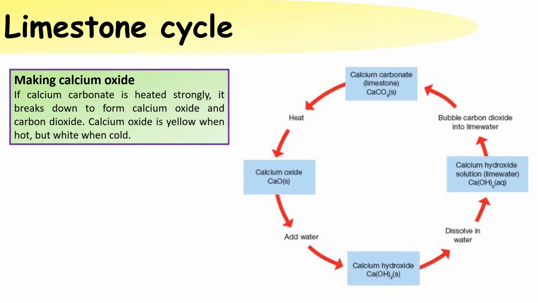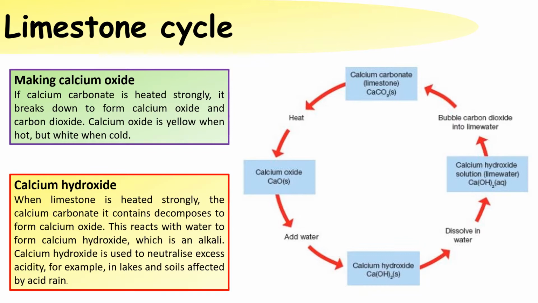We make calcium oxide by strongly heating calcium carbonate, which causes the bonds to break between the calcium and the carbonate ions. Calcium oxide is yellow when hot, but then white when cooled. When limestone is strongly heated, the calcium carbonate it contains decomposes to calcium oxide, which will react with water to form calcium hydroxide. Calcium hydroxide is an alkali which can be used to neutralise acidic soil or lakes.